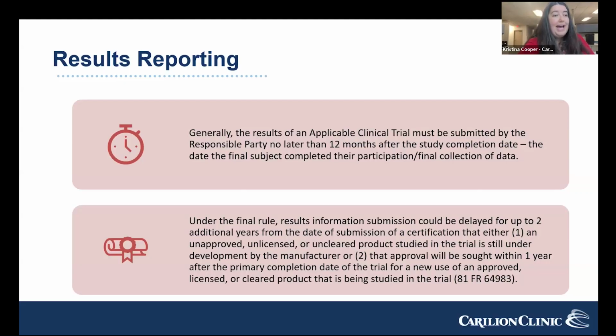So you may have to go back in and re-enroll participants to get more data. And then the other is if you found something while doing your study that's leading you in a different direction within 1 year of that primary completion date. If you're going to use it for a new use of the approved, licensed, or cleared product that's being studied in the trial, you can also ask for an extension. The important thing to remember is that you have to ask for that extension prior to the completion date you've provided. So if you've said you completed your study January 1st, 2025, they're going to be looking for your results by January 1st, 2026.